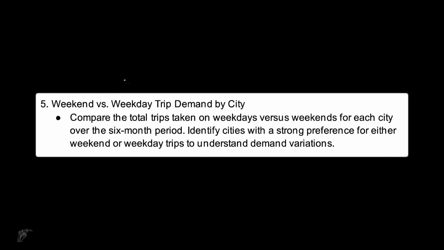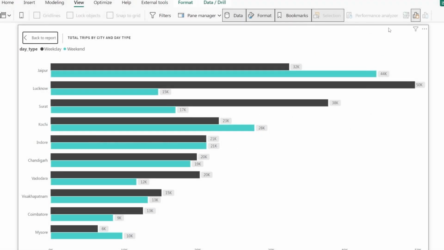Fifth question is to find the demand of trips on weekdays and weekends. After my analysis, I have found that cities like Jaipur, Kochi, Mysore, which have the highest tourism, are performing better on weekends, and cities like Lucknow, Surat, Vadodara are performing better on weekdays.